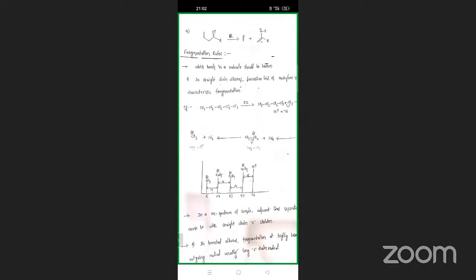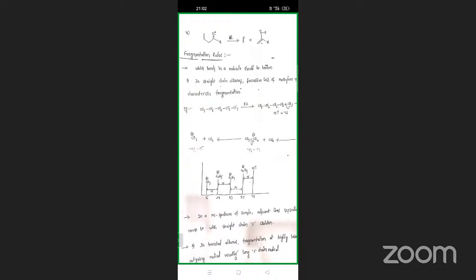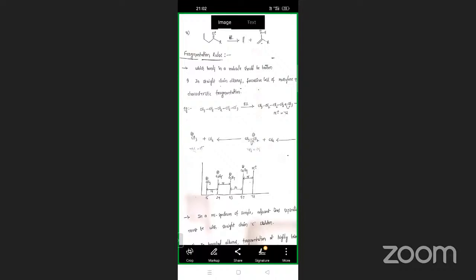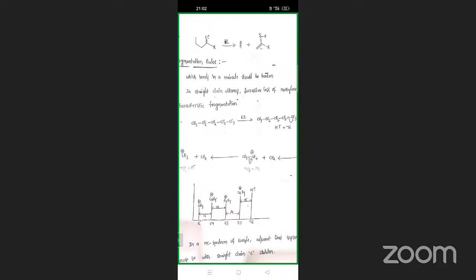Now the fragmentation rules. The fragmentation rules guide us on how to do the fragmentation and how to recognize the fragment ions, that is, which bond you need to cleave, which bond you need to break.